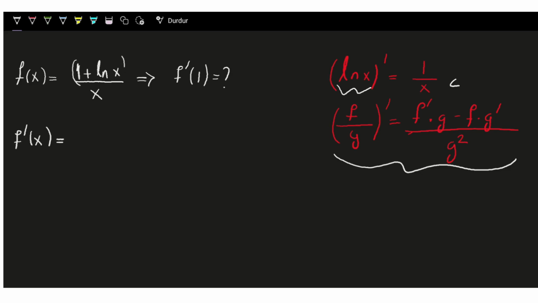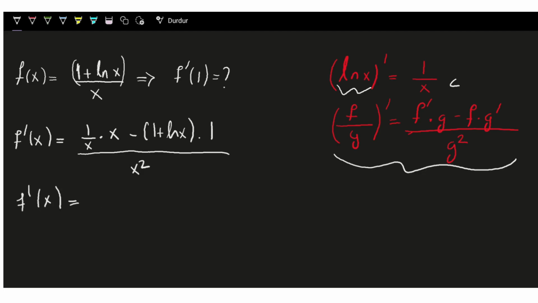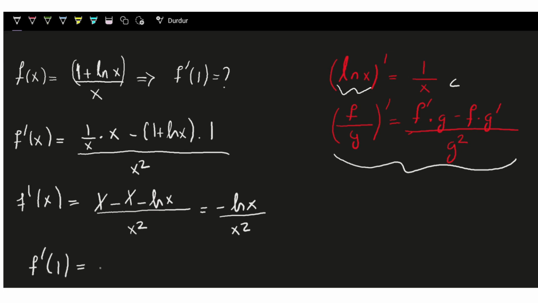Derivation of top, 1 over x, times bottom, minus 1 plus ln x times derivation of x, 1, over square. And we are going to have this derivation function, 1 minus ln x over x squared, and this cancel. We have minus ln x over x squared. And finally, we can find out derivation value of f at the point 1, minus ln 1 over 1 squared. ln 1 is equal to 0.